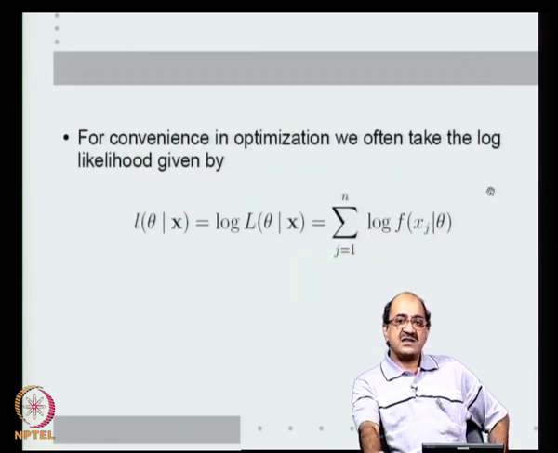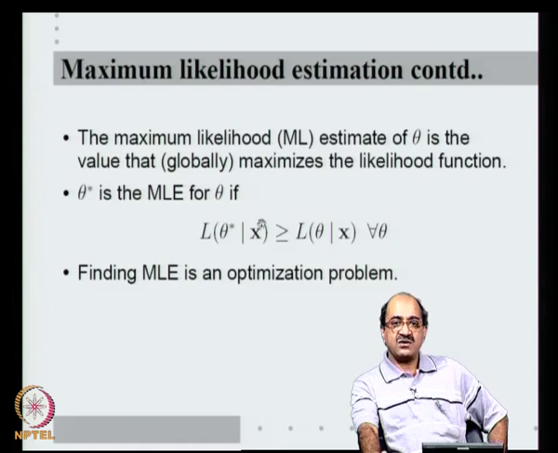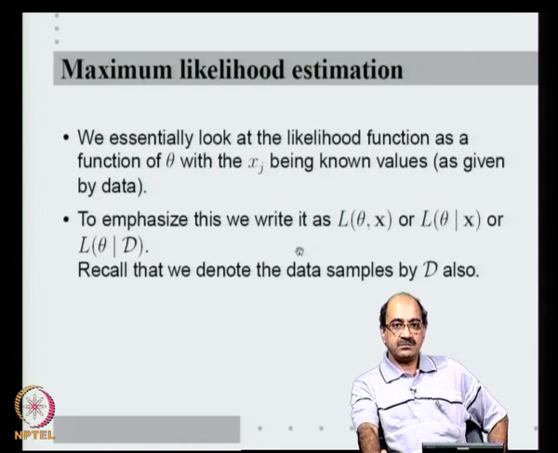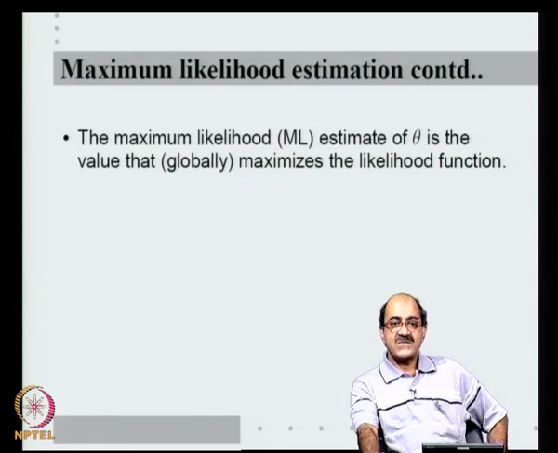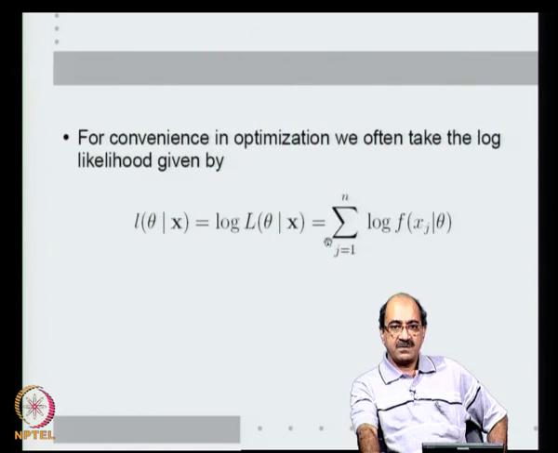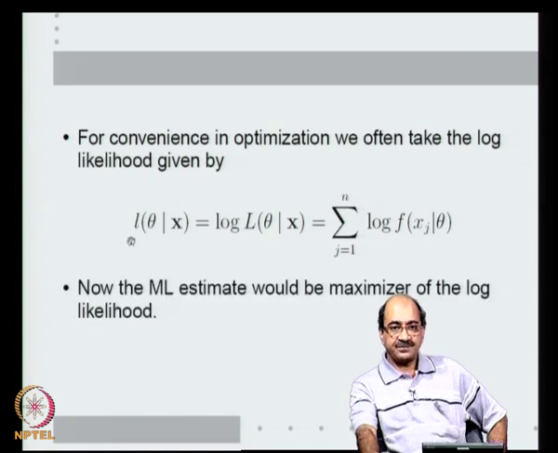Very often, for convenience in the optimization, we take what is called the log likelihood. We take the log of the likelihood function. The reason is the likelihood function, as you have seen, is a product. So, if I take the log, it becomes a summation. So, log of L theta given x is the summation of log of f x j given theta, and we represent the log likelihood by little l given theta, x: likelihood as capital L and log likelihood as small l.